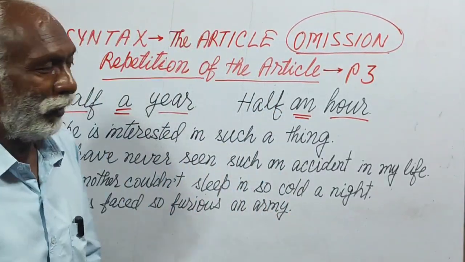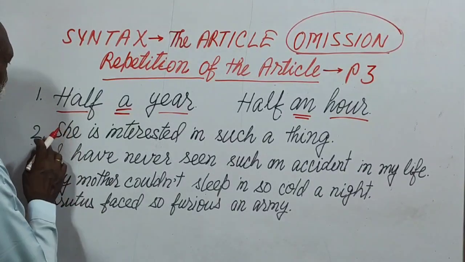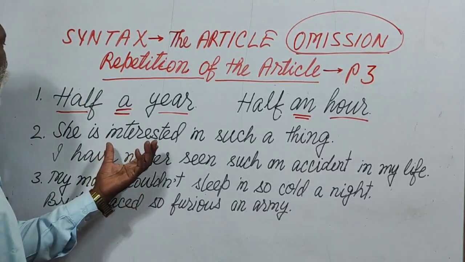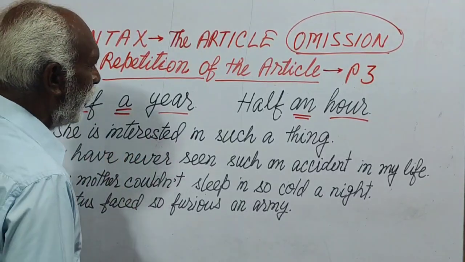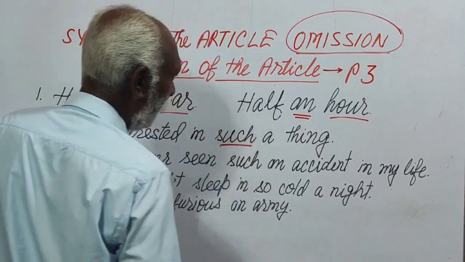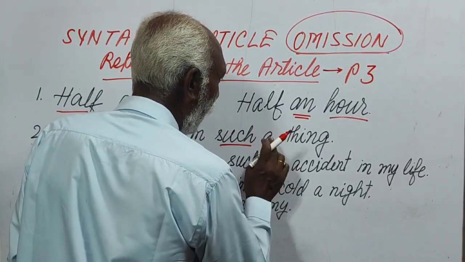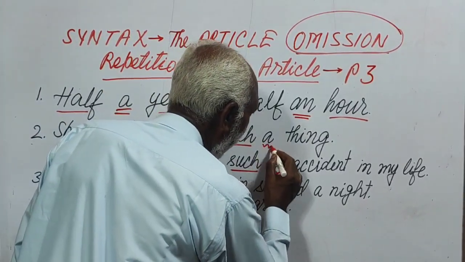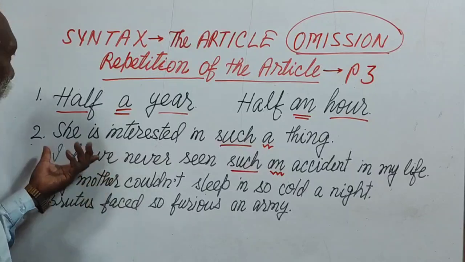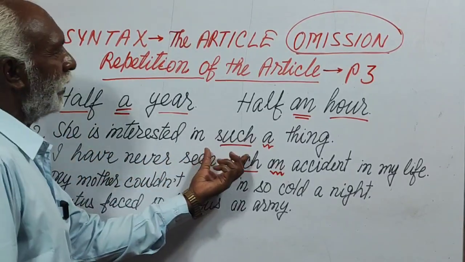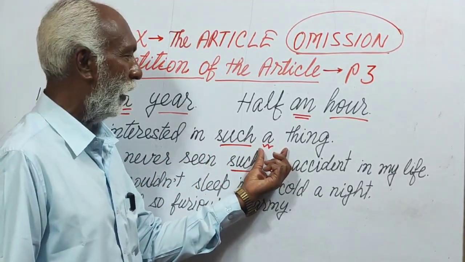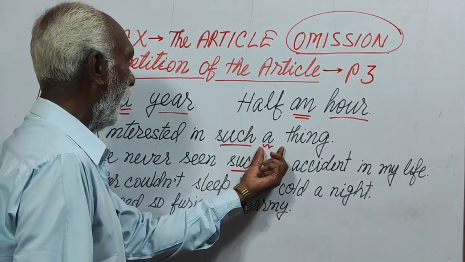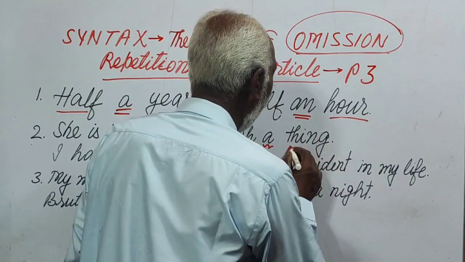Okay. And next example here, you see, she is interested in such a thing. वह ऐसी चीजों में interested है, रुचि रखती है. तो she is interested in such a thing. Such is always followed by a and an. How? You may see in these two examples, she is interested in such a thing. Such followed by a just before noun. Here you see thing, noun.